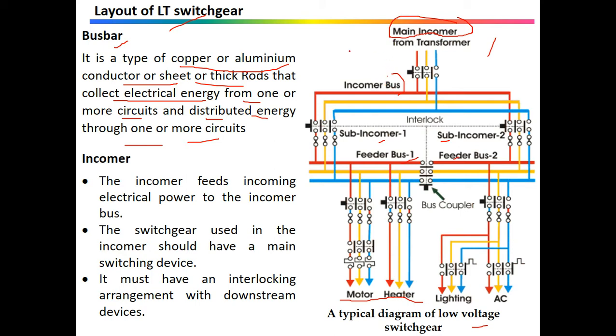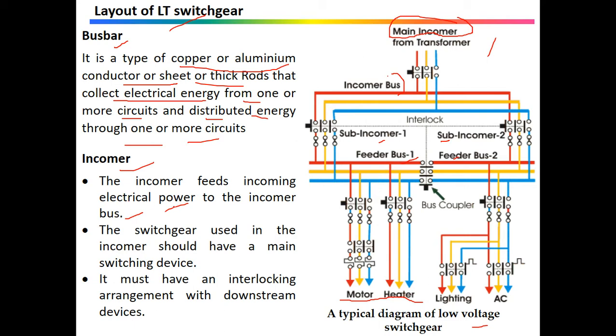Another part of this typical diagram is the incomer, and the incomer feeds incoming electrical power to the incomer bus. So it takes incoming power, and from the incomer bus it transfers electrical power.